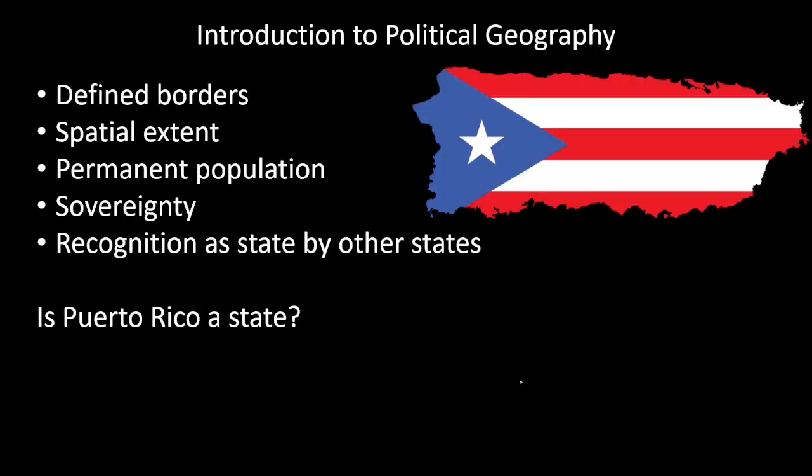All right, Puerto Rico. Is Puerto Rico a state? Does it have defined borders? Yes. Spatial extent? Yes. Permanent population? Yes. Sovereignty? No. And recognition as a state by other states? No. So is Puerto Rico a state?